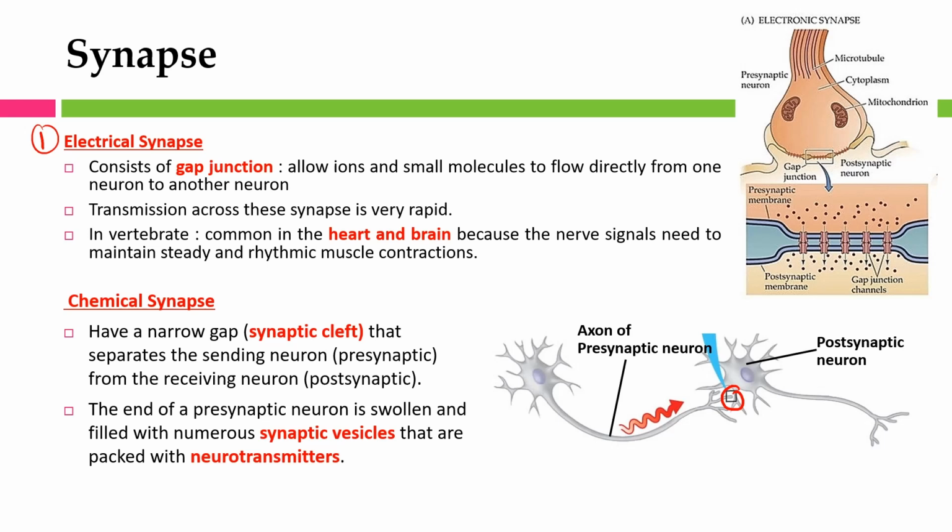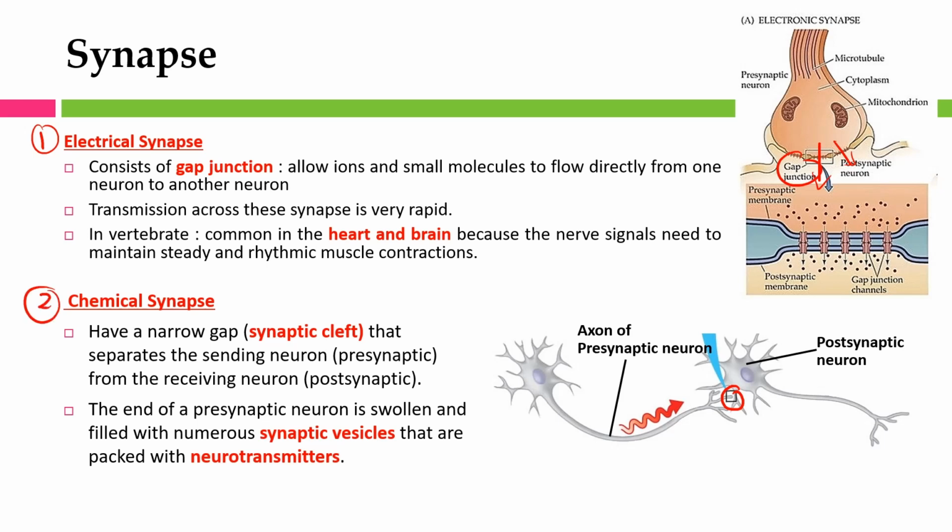This consists of gap junctions that allow ions and small molecules to flow directly from one neuron to another neuron. Because of the presence of these gap junctions, transmission across this synapse is very rapid, and this is common in the heart and the brain because the nerve signal needs to maintain steady and rhythmic muscle contraction.